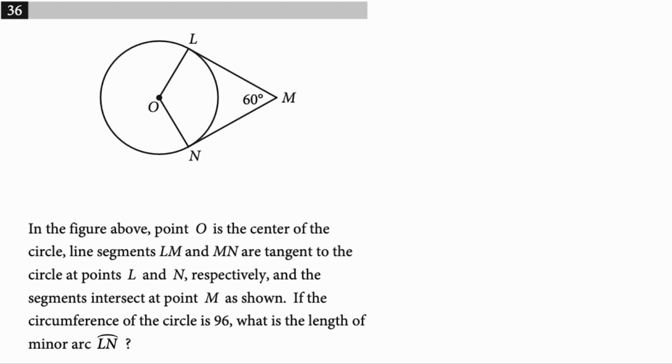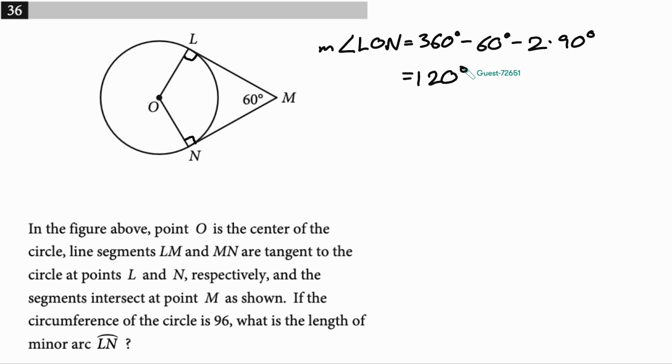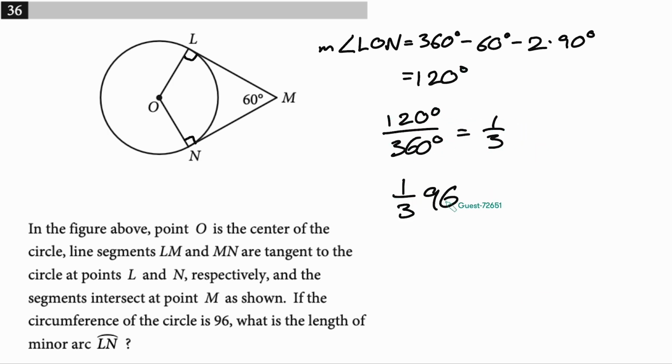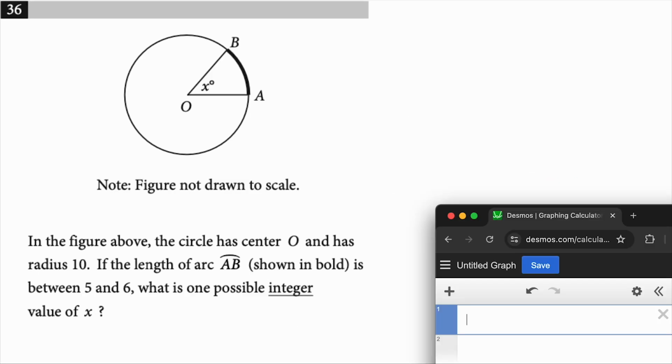Because segments LM and NM are tangent to the circle, we must have right angles at L and N, and because the sum of the interior angles of a quadrilateral is 360 degrees, the measure of angle LON must be 120 degrees, which means the arc LN must also have a measure of 120 degrees. That's 1/3 of the circumference of the circle, which has a length of 96, and so the length of arc LN must be 32.